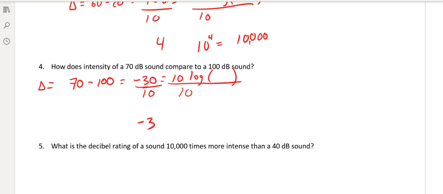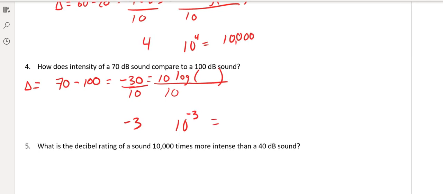Negative 3, well, that means we want 10 to the negative third power. 10 to the negative third power would be 1 over 1,000, or if you'd like to write that in decimal, is 0.001. Okay.